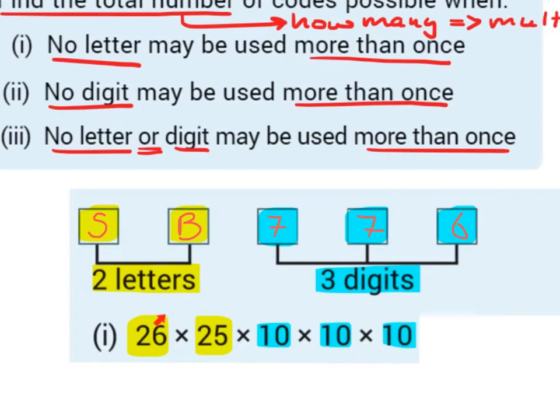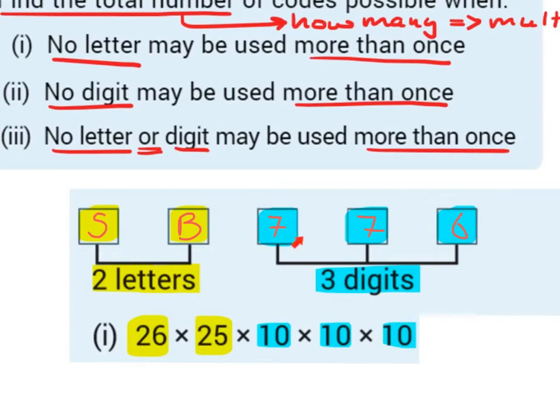So we started off with 26 choices for the first letter, and then we used one of the letters and we could not repeat that letter again. So then we only had 25 choices left for the second letter. We then moved on to the digits. We had a choice of 10 digits for the first digit. We were allowed to repeat the digits, so we actually had a choice of 10 digits for the next digit. And again, we had a choice of 10 digits for the last digit. So this is just an example of one of the codes that we could have used.